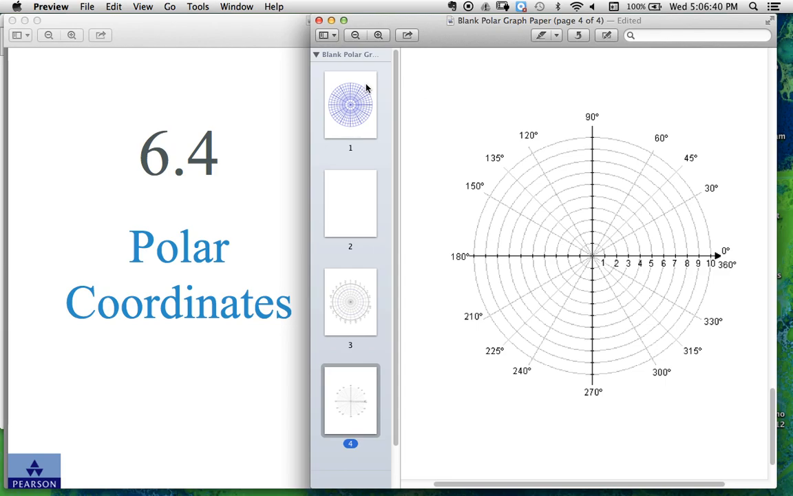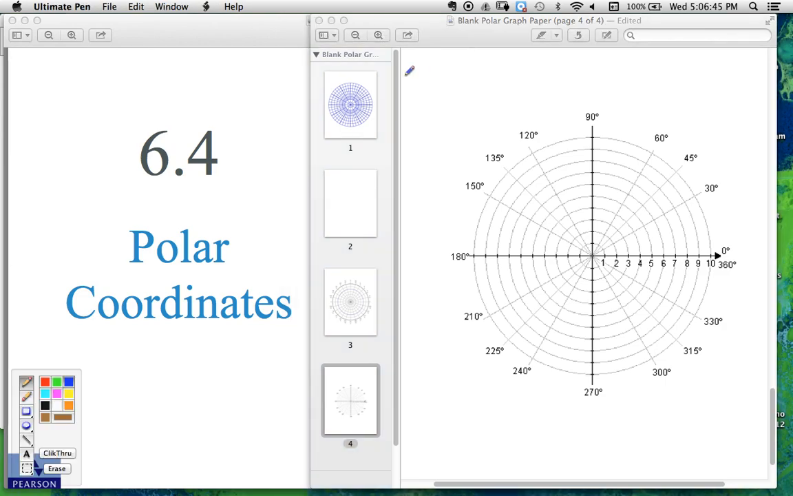So here's an example. Let's say I want to plot the point A. Let's say we have a radius of 3 at 45 degrees. First of all, we start with the angle, and we track from standard position, from the x-axis up to 45 degrees, and we want to be 3 rings out from the center. So along the 45-degree axis, but 3 rings out. And that would be point A.